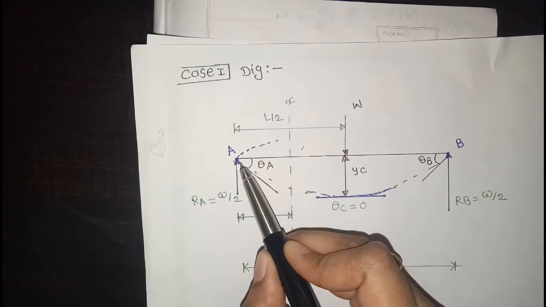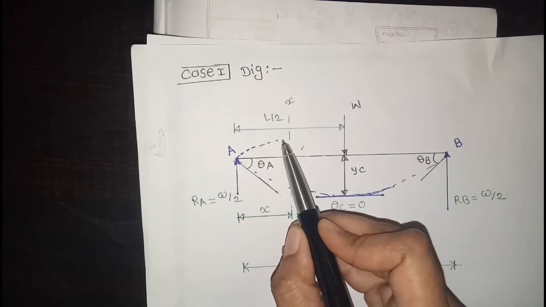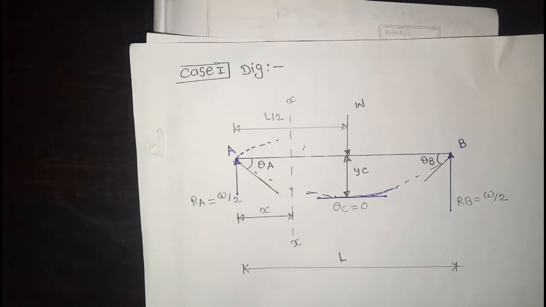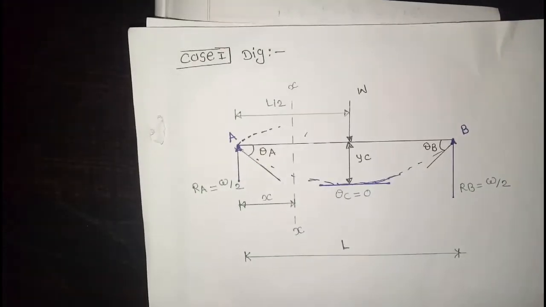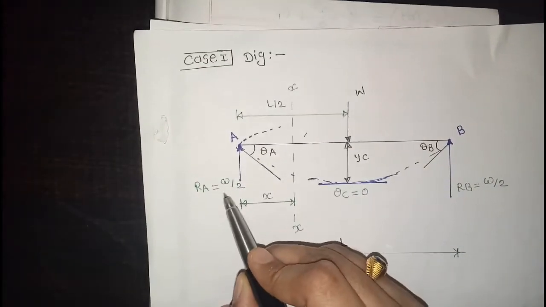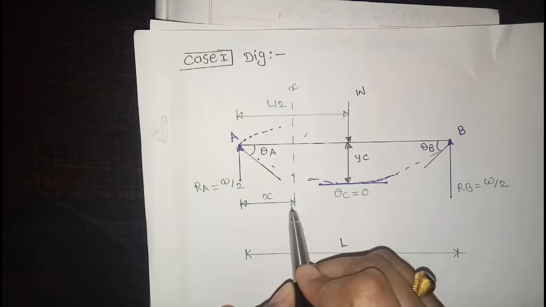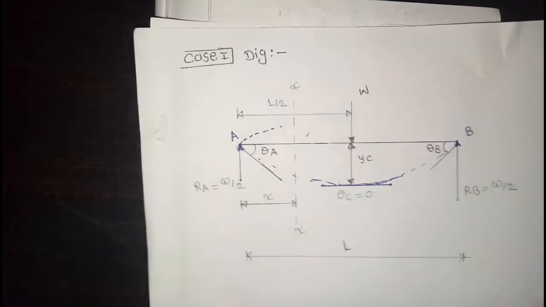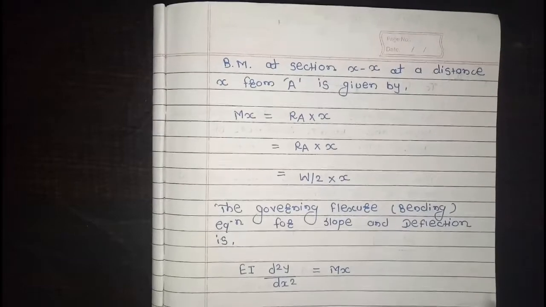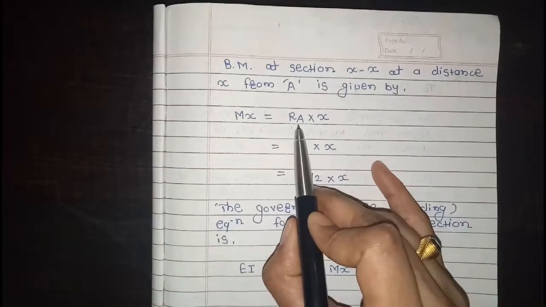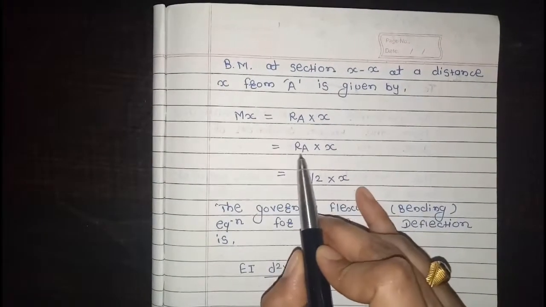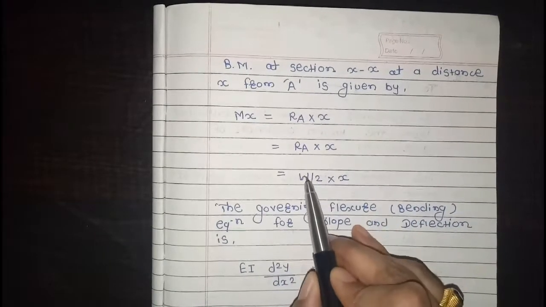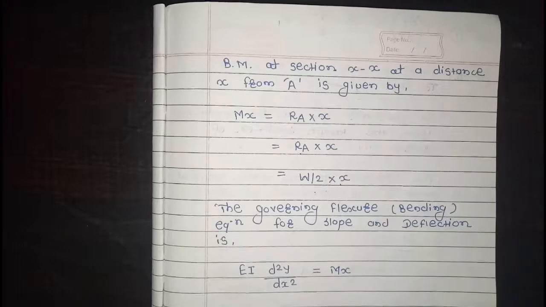So what is the formula of moment? Force into perpendicular distance. So RA into perpendicular distance x, means W by 2 into x. See here, Mx is equal to RA into x. What is the value of RA? W by 2 into x.